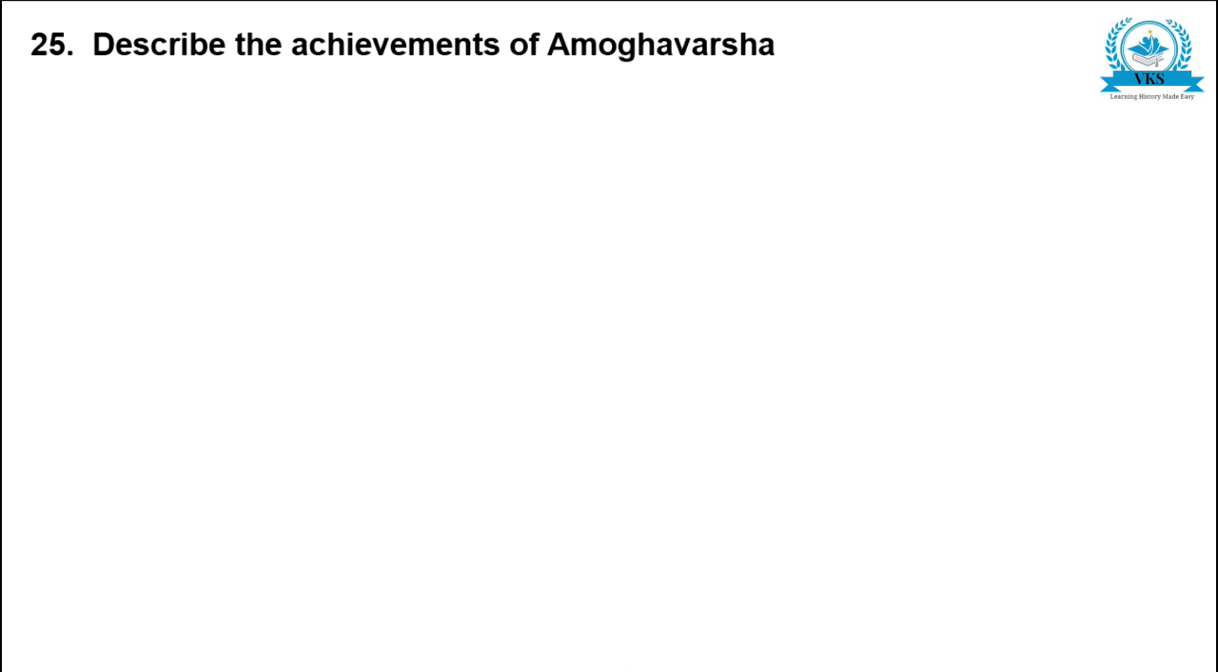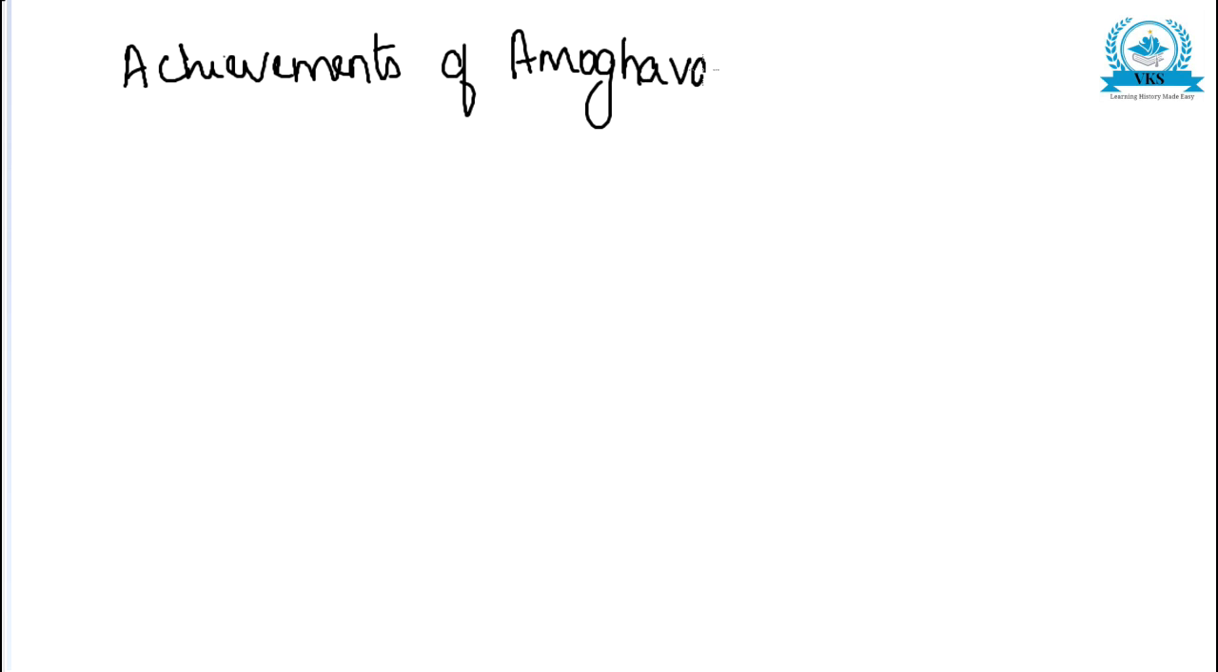Now let us move on to the next 5-mark question. Describe the achievements of Amoghavarsha. So the next question we are going to discuss is the achievements of Amoghavarsha. When achievements of a person are asked, you will have to write them point-wise, then only it will be easy.